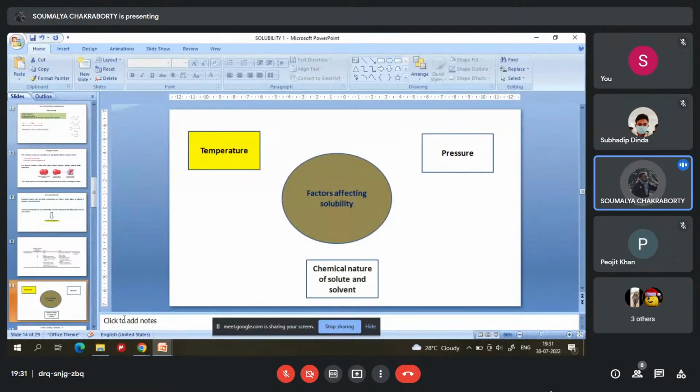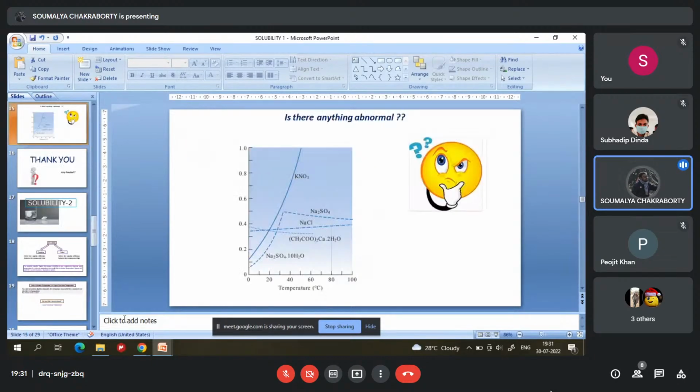Factors affecting solubility: temperature. What is the temperature dependence of solubility? That I already told you. Pressure usually we keep constant. This is not a very important factor. Chemical nature of solute and solvent: if we change the solute, if we change the solvent, we can also change the solubility. So just see this chart. Is there anything abnormal?